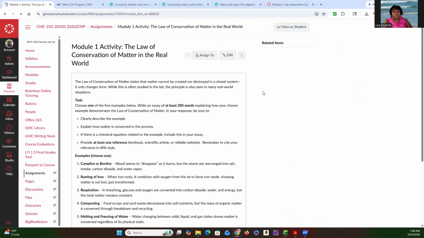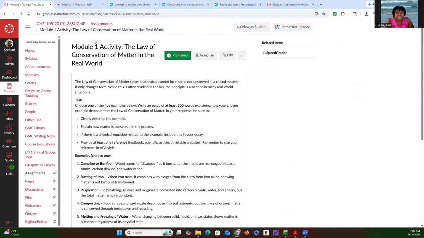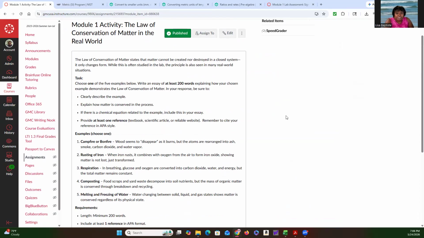So now we get to our first assessment. This is the Module 1 activity, the law of conservation of matter in the real world. The law of conservation of matter states that matter cannot be created nor destroyed in a closed system. It only changes form.